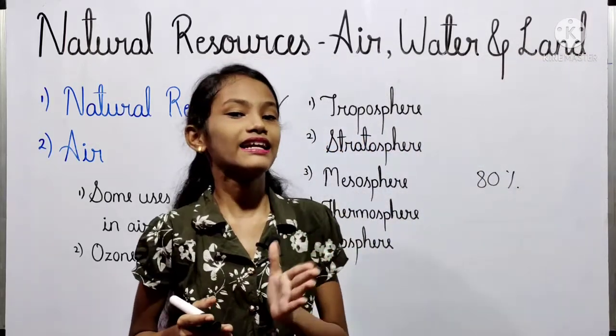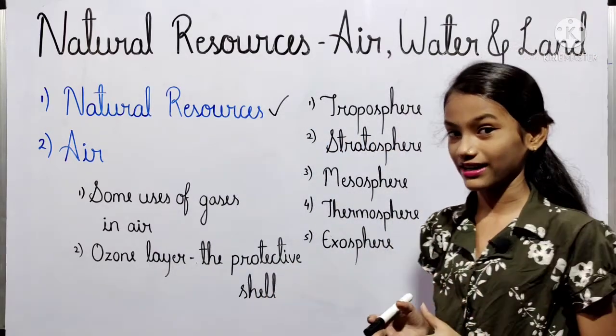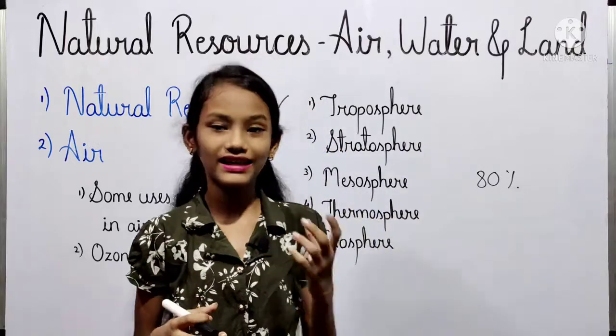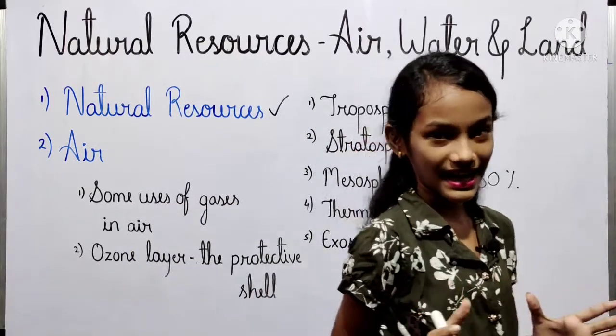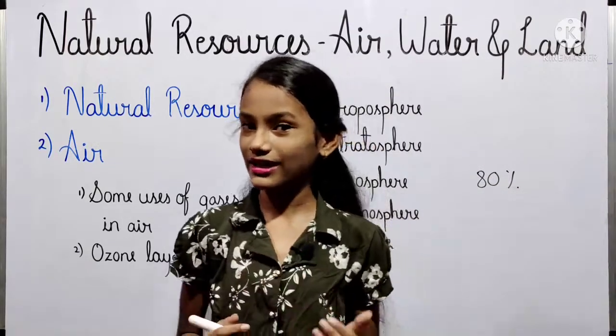Then the sixth one is the neon. It is used for the street lighting and also used for the decorative lights. तो नियॉन का इस्तेमाल हम सजावटी लाइट और स्ट्रीट जो रास्ते पर लाइट लगाते हैं उसमें भी हम नियॉन का इस्तेमाल करते हैं.